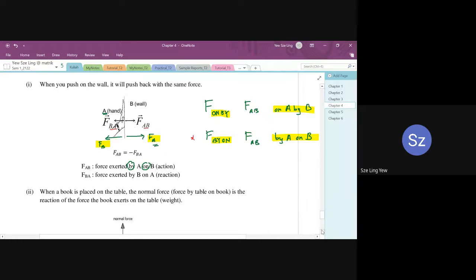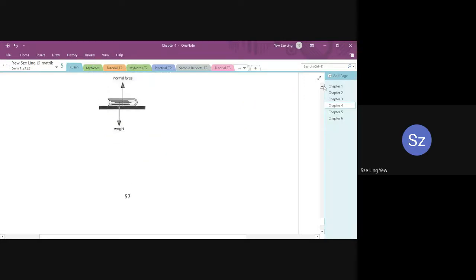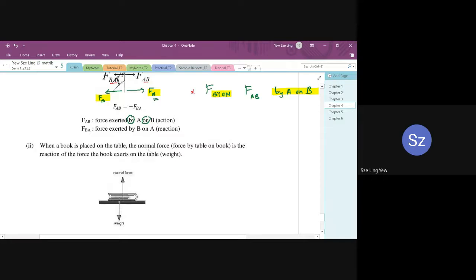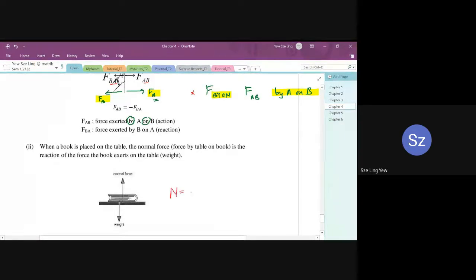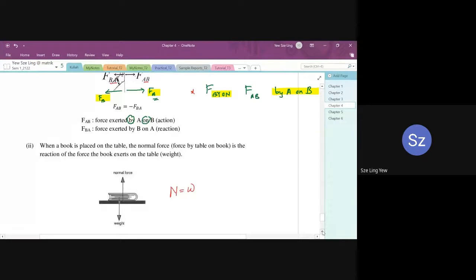Okay, now let's see next. When the book is placed on the table, the normal force is the reaction force, and at the same time you have a weight acting in the opposite direction. Provided it is not moving, we have N equals to W.